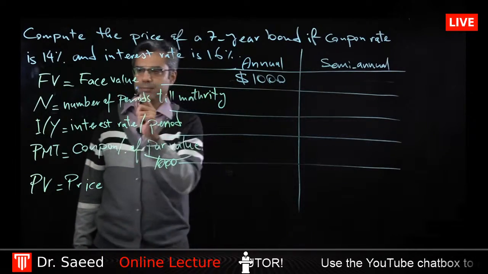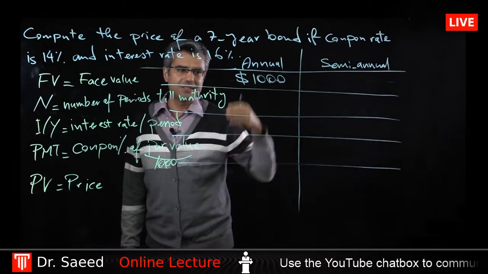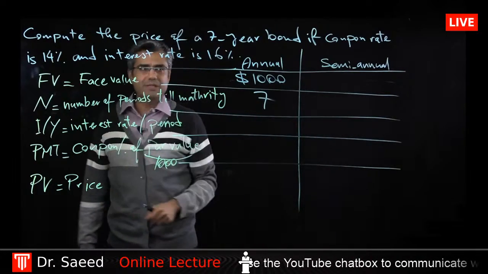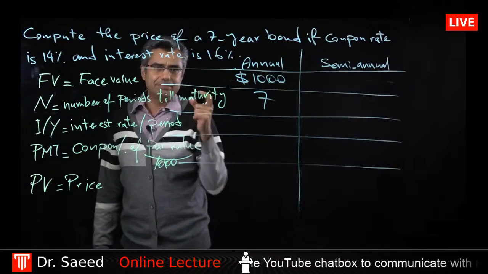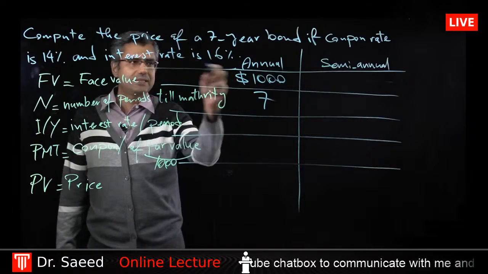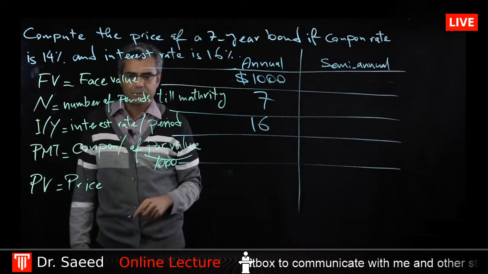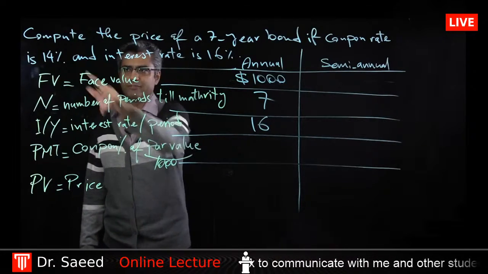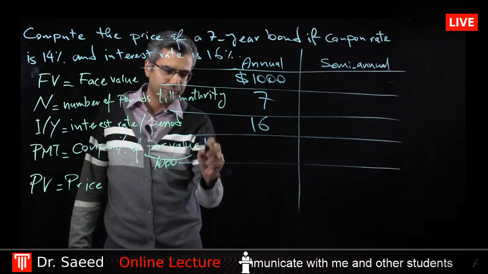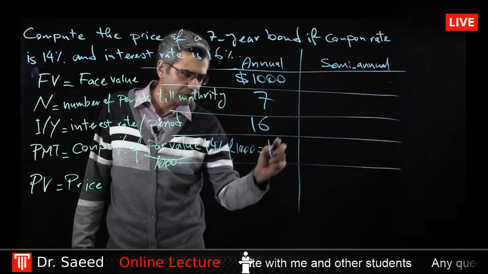Then number of periods till maturity. How many years till maturity? It's a 7-year bond. So this means 7 years till maturity. So it's 7. Interest rate per period. It's annual, so it means period is year. So how many percent per year? It's 16% interest rate. So I write here 16. Then PMT means coupon percent of par value. Okay, it's 14% coupon rate, 14% of $1,000. So 14% of $1,000 means 140.